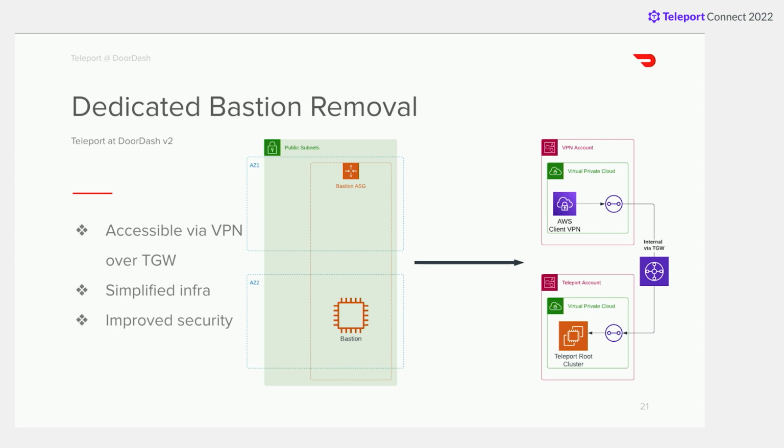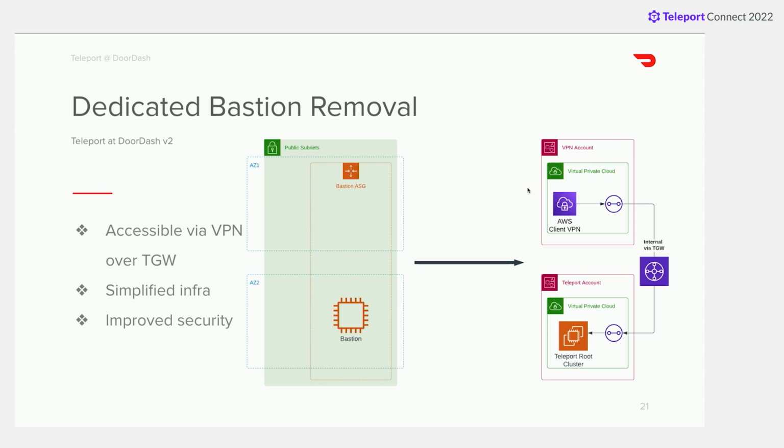As I mentioned, initially we were deploying a dedicated Bastion in order to access our internal Teleport nodes. We really didn't need this, and so we switched from using this internal jump box to basically using a VPN, AWS VPN, connected via transit gateway to our internal Teleport VPC. So all access was internal at this point. We were able to get rid of all of the workloads in our public subnets, and then, as I'll touch on next, get rid of some of our external load balancers.